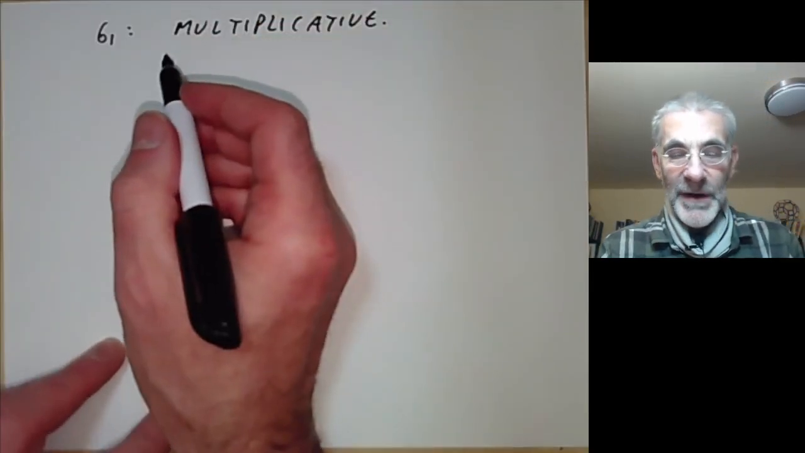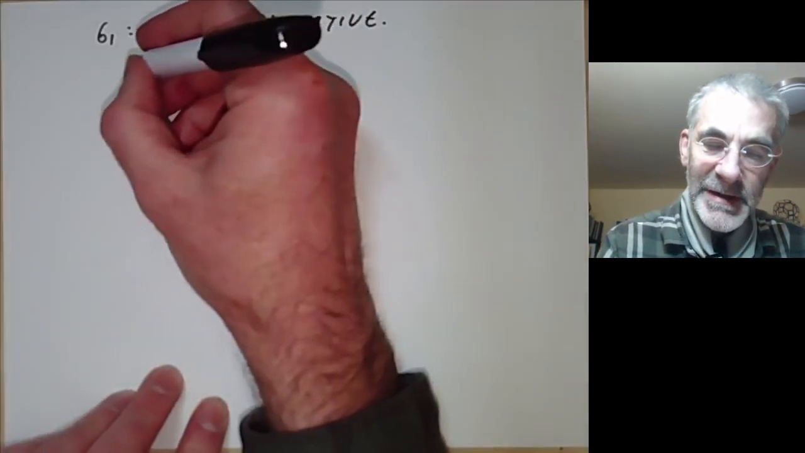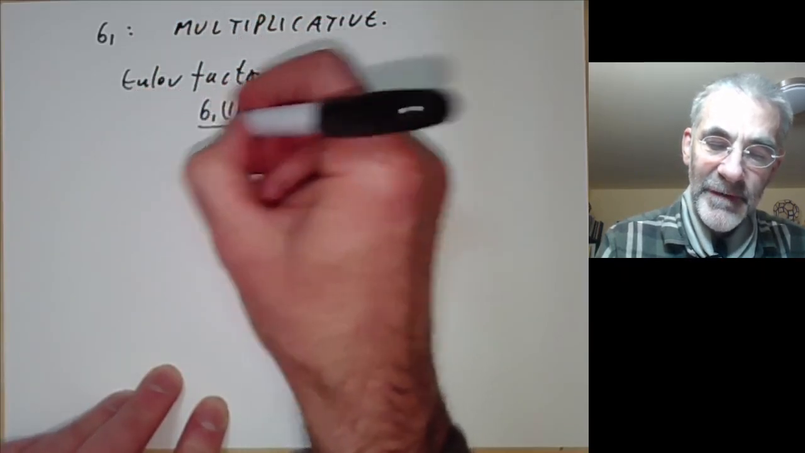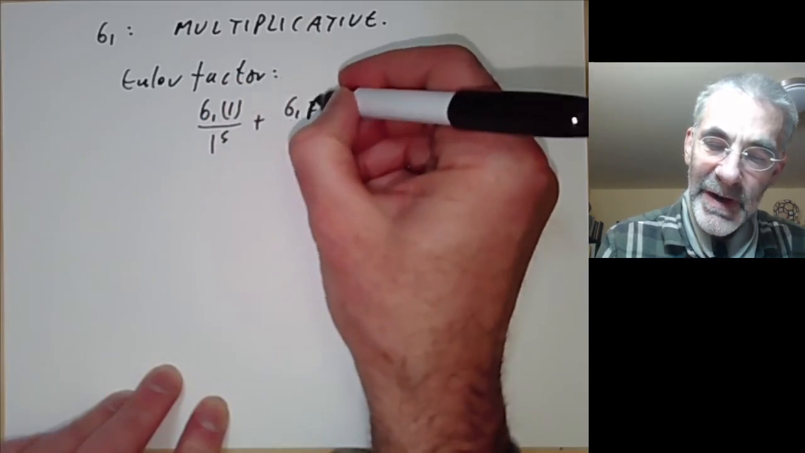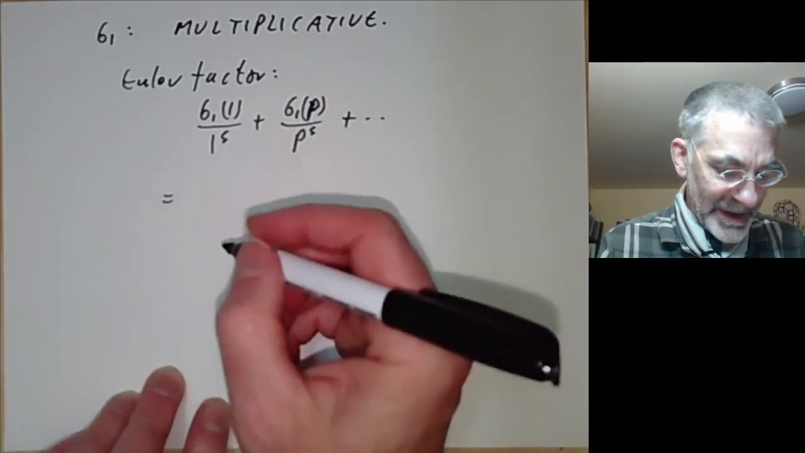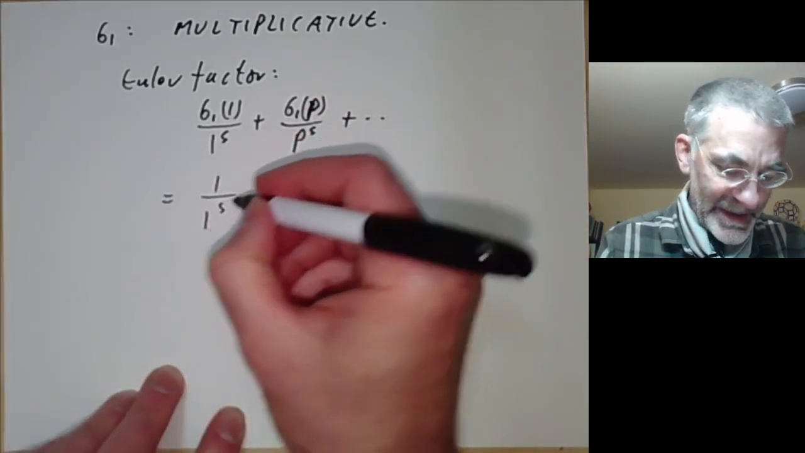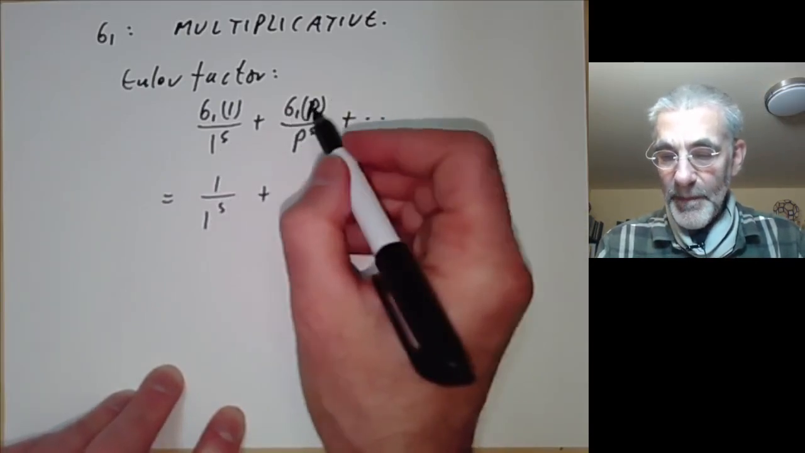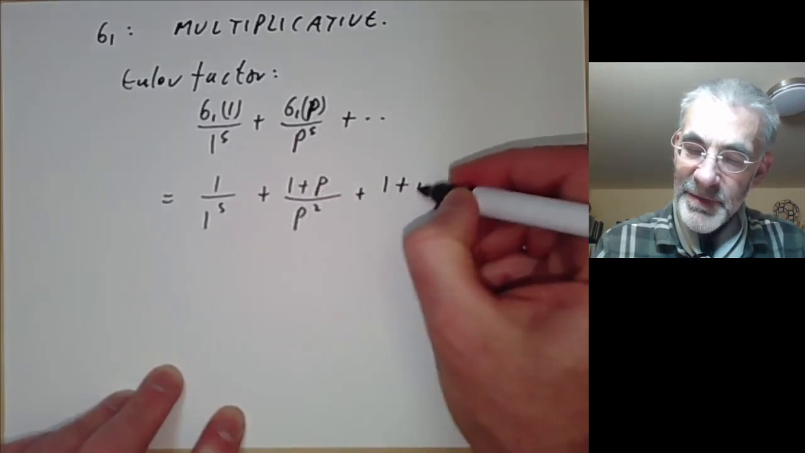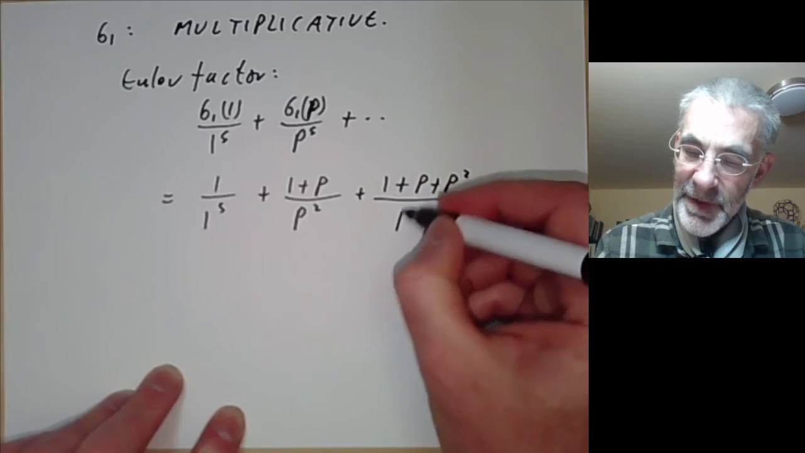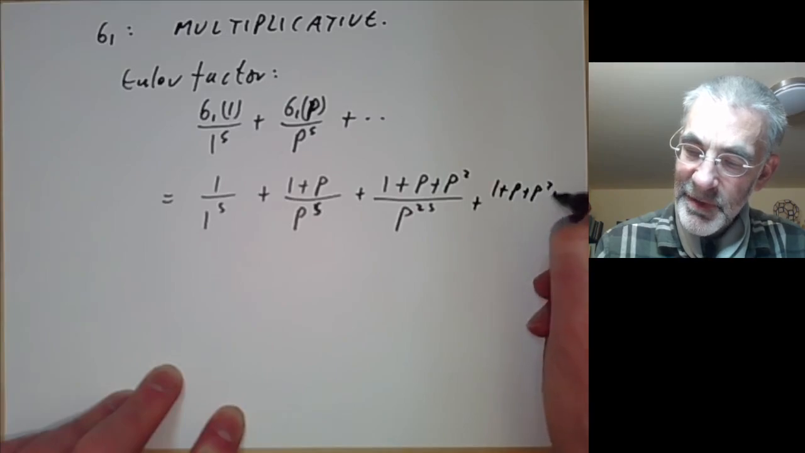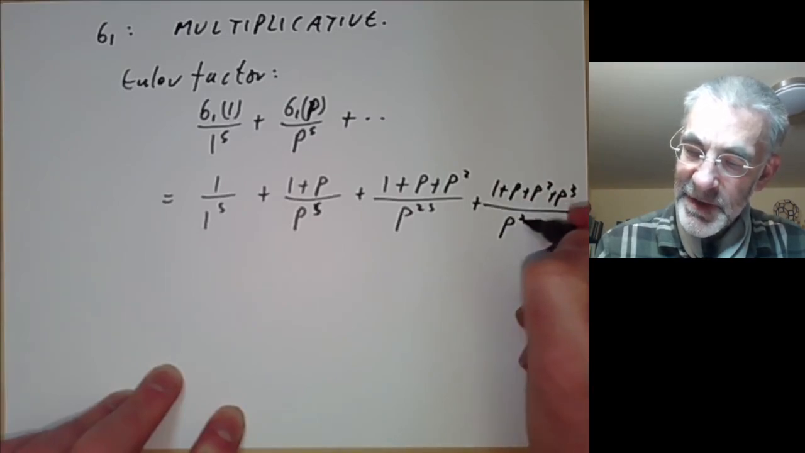So we just have to work out the Euler factors. What we want to know is the Euler factor, which is going to be sigma 1 of 1 over 1 to the s plus sigma 1 of p over p to the s, and so on. And this is going to be 1 over 1 to the s plus, well, the sum of the divisors of p is 1 plus p over p to the s, and then we have 1 plus p squared over p to the 2s, and 1 plus p squared plus p cubed over p to the 3s, and so on.